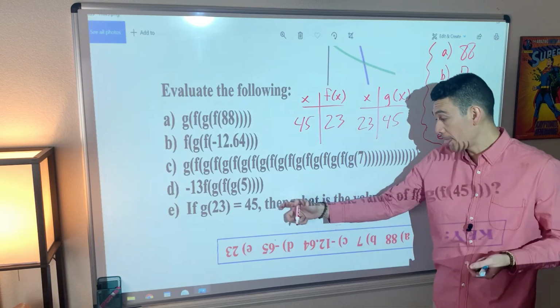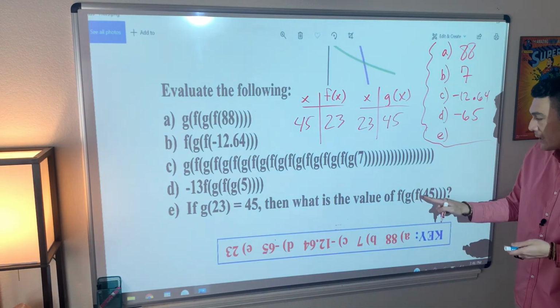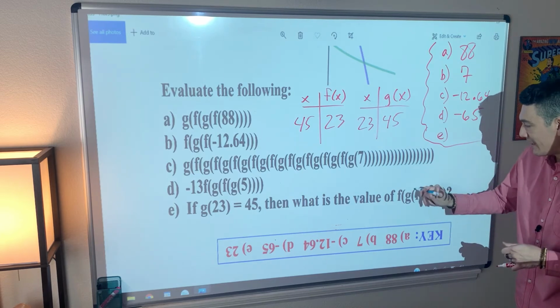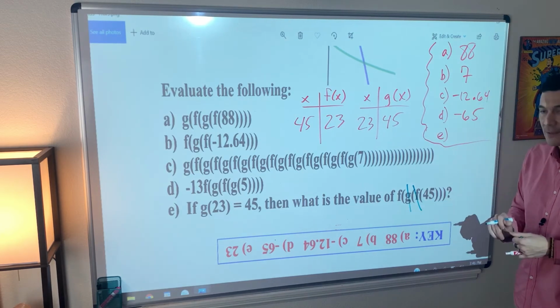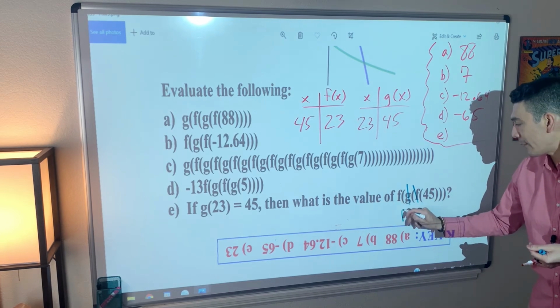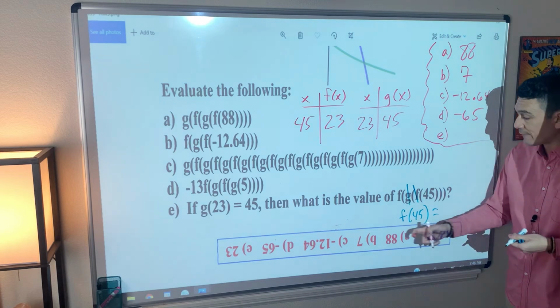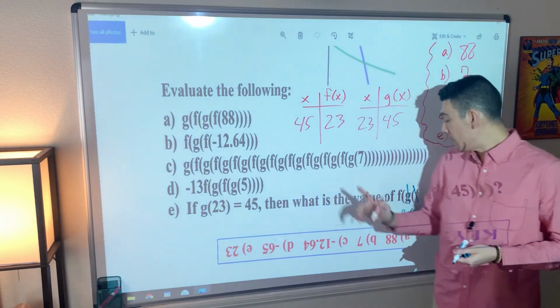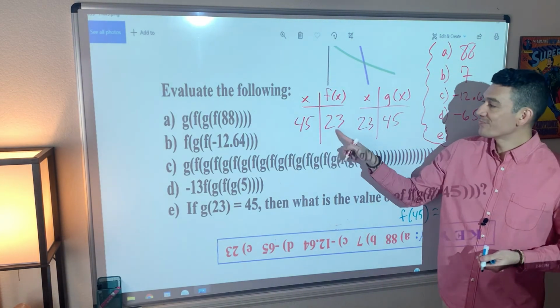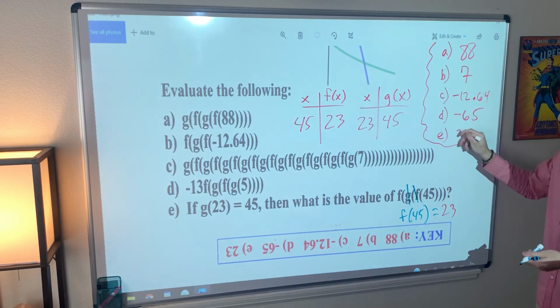Now, the goal. What is the value of F G F of 45? So f and g are inverses. So this f knocks out this g. All that's left is f of 45. Well, go to function f, denoted by this table. If you plug in 45, you get back 23, which is how they got that as their answer.